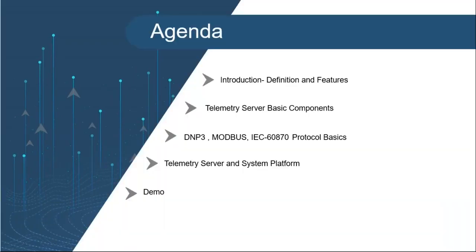Let's go through the agenda, first of all. First, we will be going through the definition and features of the telemetry server. Second, the 4 major components of the telemetry server are discussed. We will also take a look at the basics of the DNP3 protocol and an explanation of how to connect between system platform and the telemetry server. Finally, we will be demonstrating some examples for configuration and redundancy.